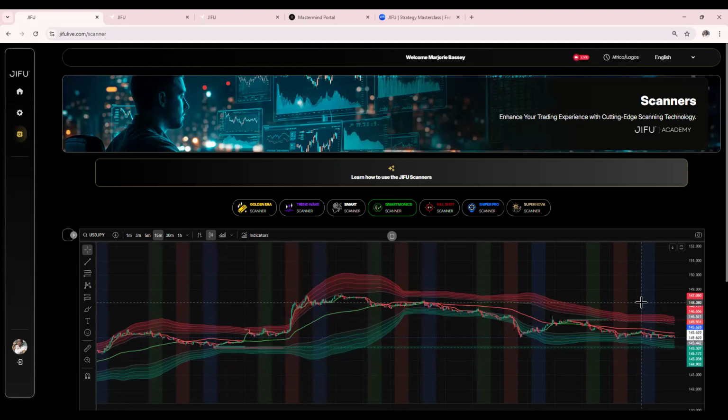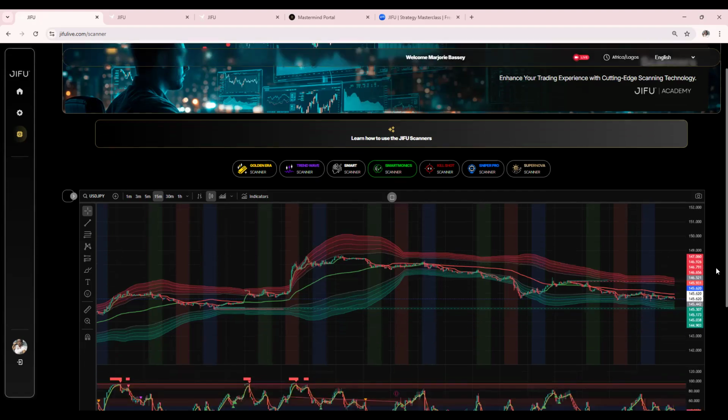So that's how to move around in these scanners. I need to adjust my position. Yeah, so I can see. Yeah, so that is it.